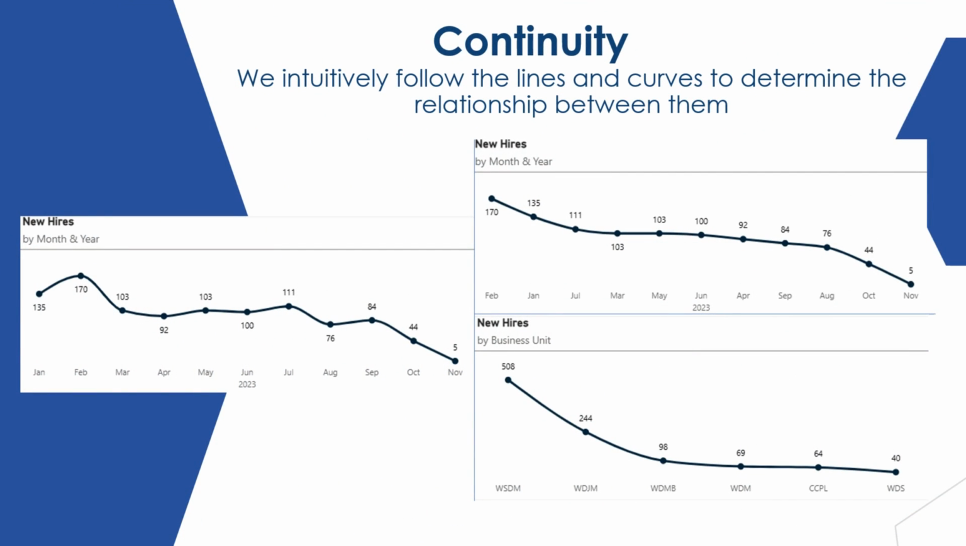So the next principle is the principle of continuity, and it tells us that if we connect something with a line, then we assume there is a sequential relationship between the connected elements. And the clearest example of this data visualization principle is a line chart. This is why line chart is universally accepted as the best data visualization type for trends.